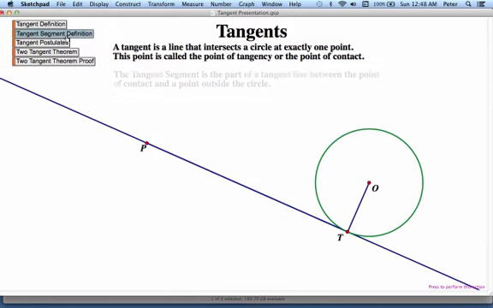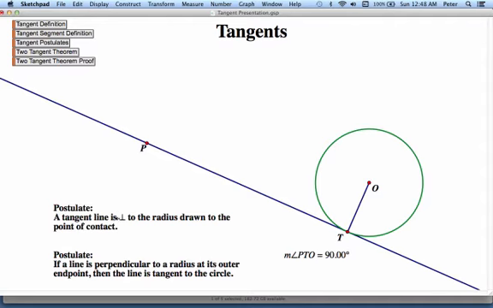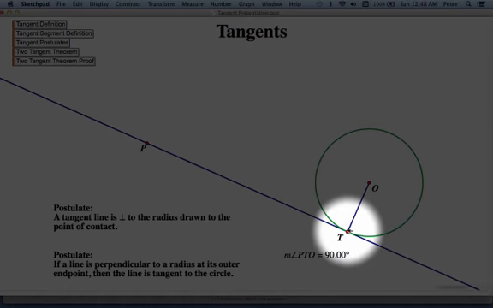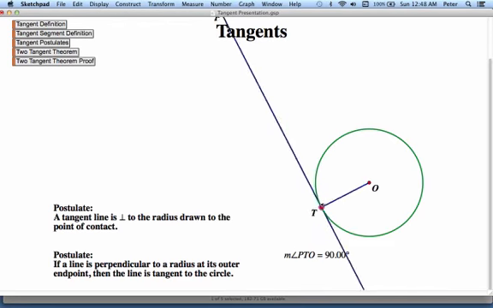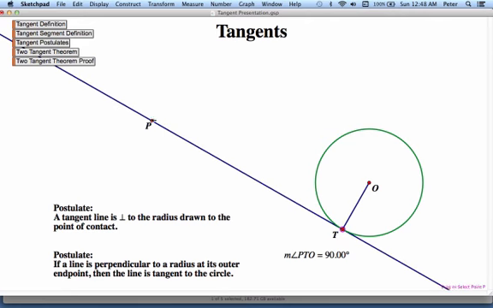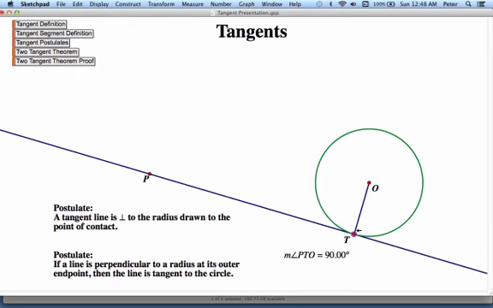Okay, let's take a look then at two tangent postulates that come up and are very important, so make sure you get them in your notes. The first one tells us that a tangent line is perpendicular to the radius drawn to the point of contact. So this angle at T, if it meets a tangent, will always be 90 degrees. No matter where I move T, the angle measure will always stay at 90 degrees.